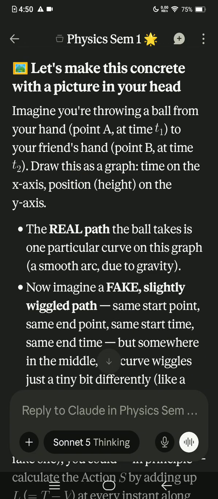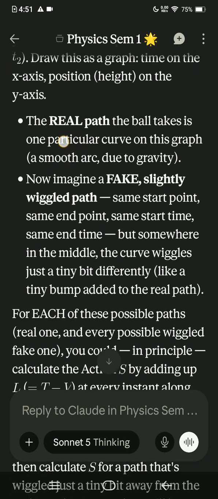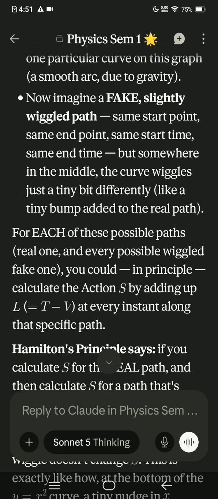Imagine you're throwing a ball from your hand at point A at time t1 to your friend's hand at point B at time t2. Draw this as a graph, time on the x-axis, position on the y-axis. The real path the ball takes is one particular curve on this graph, a smooth arc due to gravity. Now imagine a fake, slightly wiggled path. Same start point, same end point, but somewhere in the middle the curve wiggles just a tiny bit differently, like a tiny bump added to the real path.